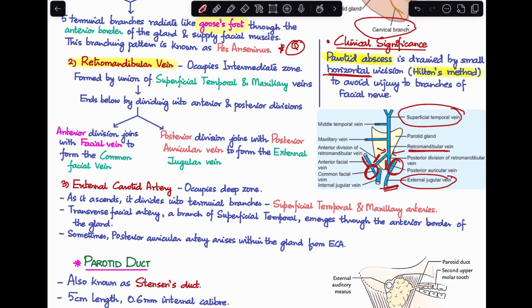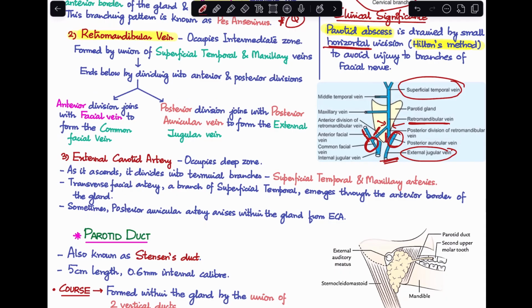So this is how the retromandibular vein passes through the parotid gland. It is formed by two different veins, superficial temporal and maxillary, joining, and then as it passes through the gland, it divides into anterior and posterior divisions, and these exit the parotid gland and then form different veins by union with other veins. That's about the retromandibular vein.